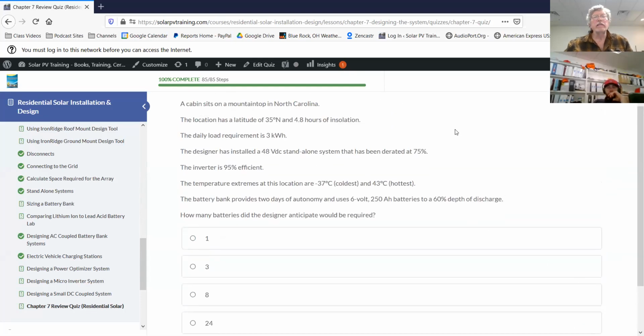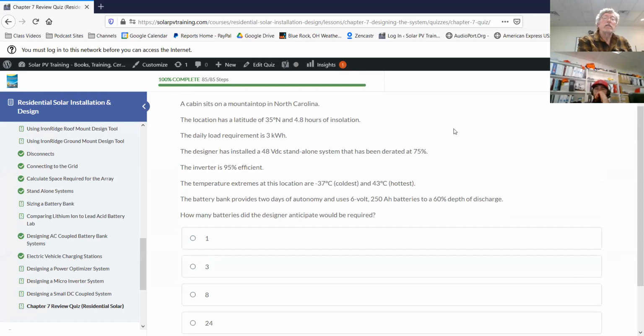All right, a cabin sits on a mountain in North Carolina. The location has a latitude of 35 degrees with 8.4 hours of insolation. Now, what I'll point out here is we're beginning to get information we don't need. So you're going to have to know what information you need and what information you don't need, because the world provides you with more information than you need.